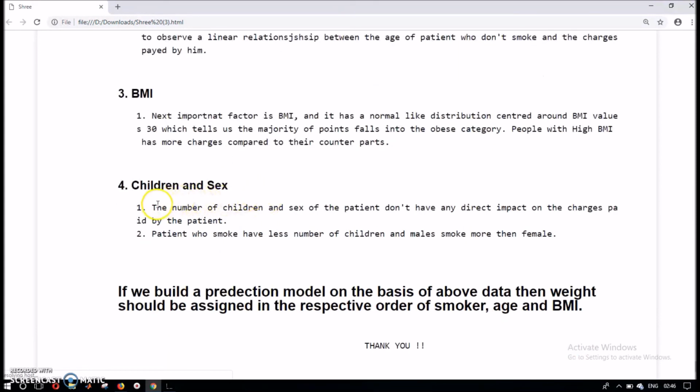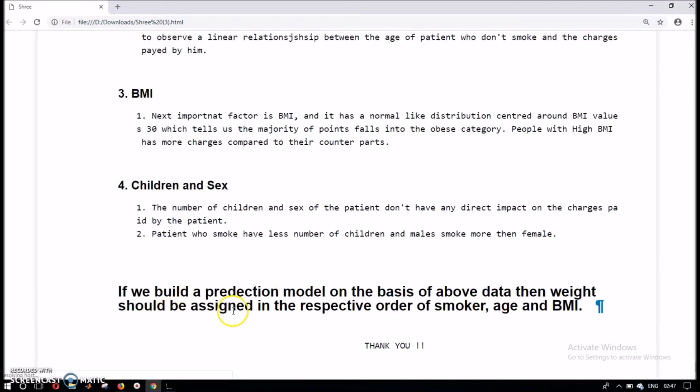Last but not the least are children and sex. Sex represents the gender, male or female, and children is the number of children. The number of children and sex of the patient don't have any direct impact on the charges paid by the patient, and this was evident from their correlation coefficients as well. Patients who smoke have fewer children and males smoke more than females, and this is a generally known fact.